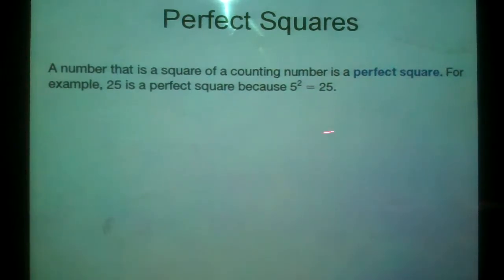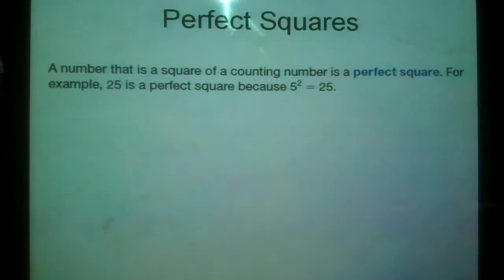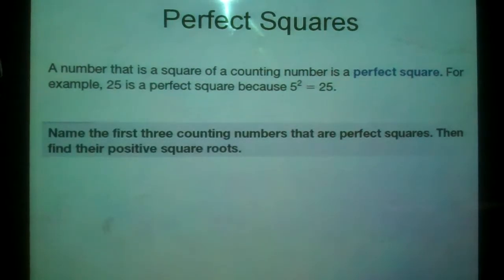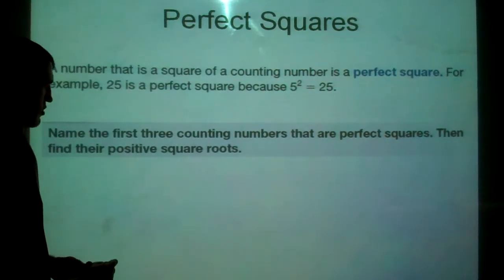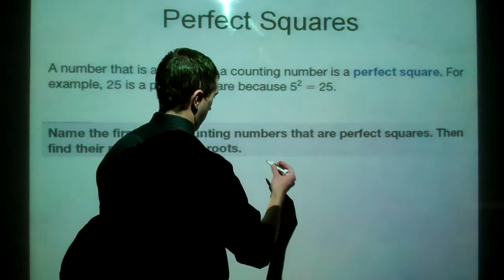Alright, a perfect square. We say a number that is a square of a counting number is a perfect square. Okay, so for example, 25 is a perfect square because 5 to the second is 25. So if we look at this one, name the first 3 counting numbers that are perfect squares, and then find their square roots. I'm not going to find the square roots, but we just take our counting numbers here.